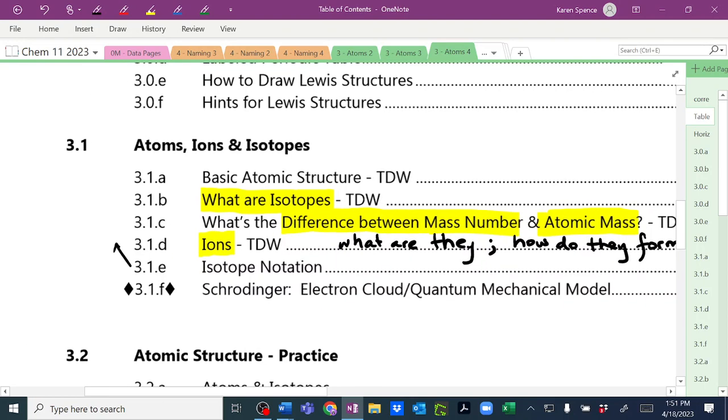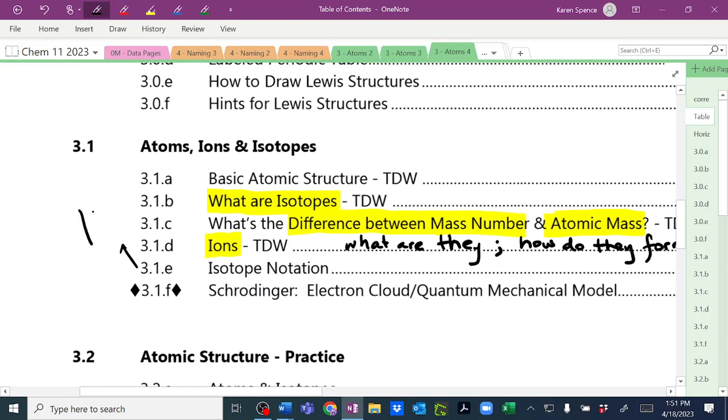Isotope notation is where you have the symbol for the element. You have up at the top, you have the mass number. Down at the bottom, you have the atomic number. And then up at the top right, you have the charge. Okay, so that's your isotope notation.